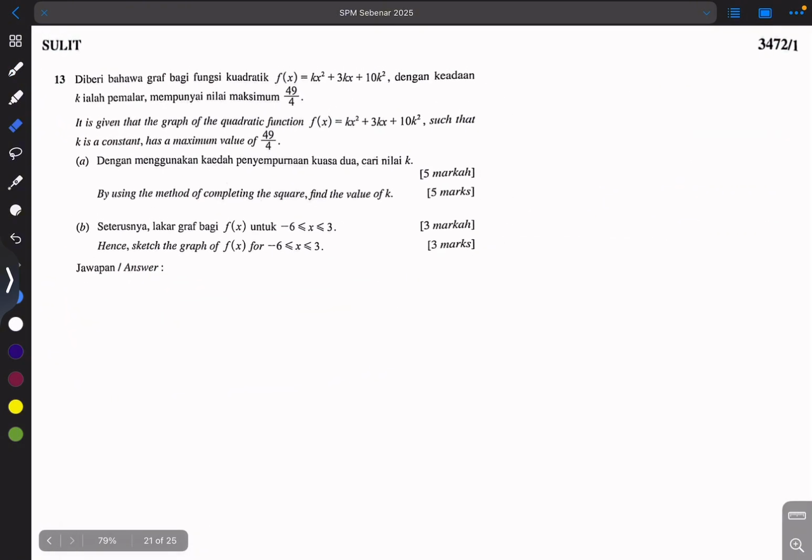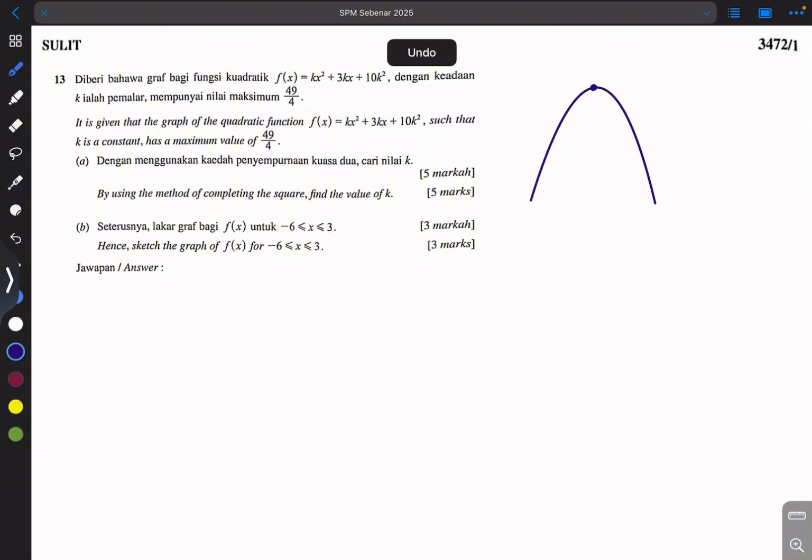Question 13. It's given that the graph of the quadratic function f(x) is this, such that k is a constant, and has a max value of this. Max value is actually a clue, it means the graph looks like this. So our a is supposed to be negative, so k must be a negative value.